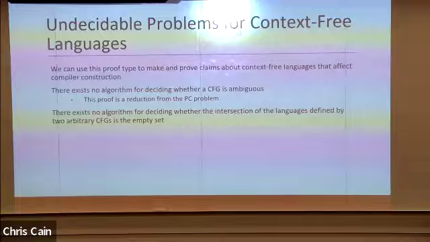The next one is the intersection of languages defined by two arbitrary context-free grammars. Is that the empty set? So basically, are there any strings in common between two languages? If we represented those languages with context-free grammars, there's no algorithm to figure out whether that intersection is empty. We could say no, it is not empty, if we could find an example string and a way that both context-free grammars could generate that string.